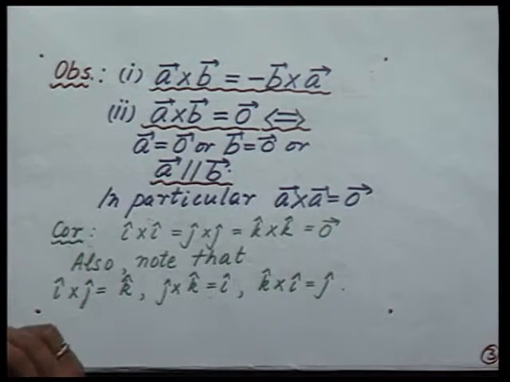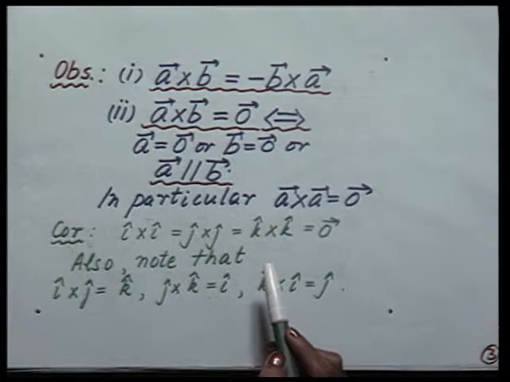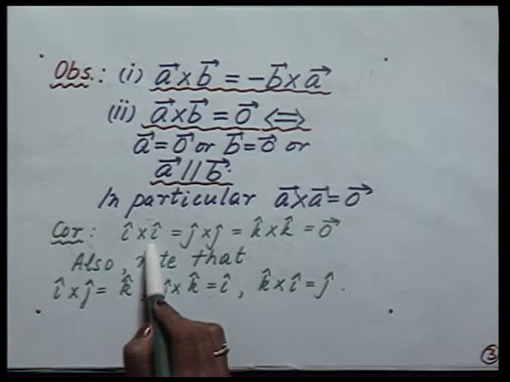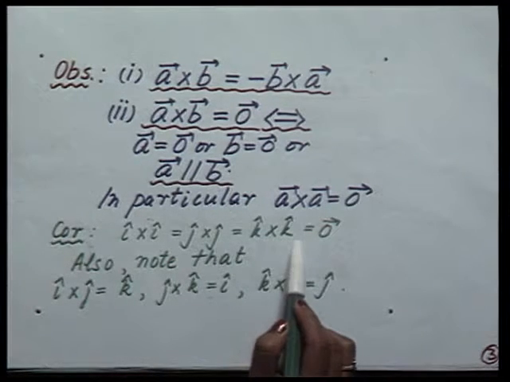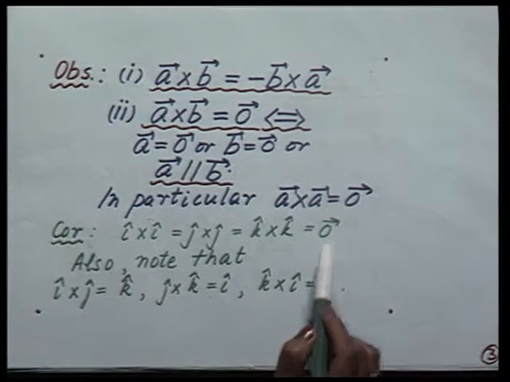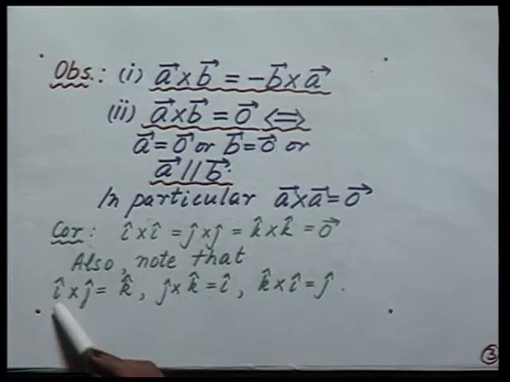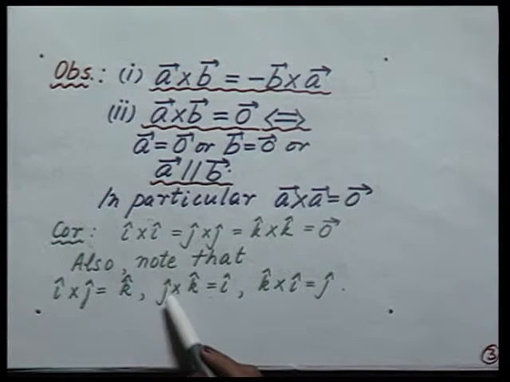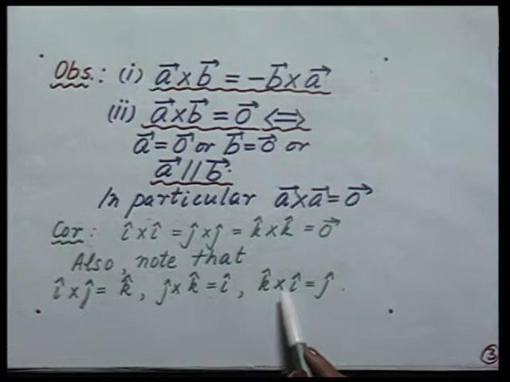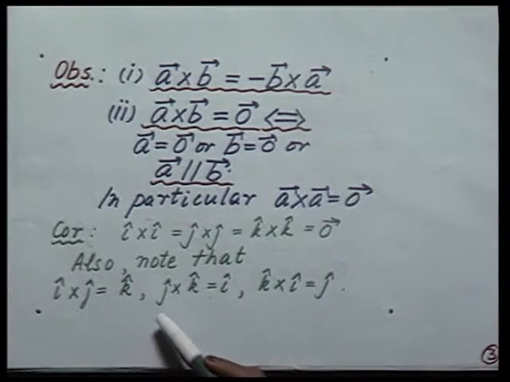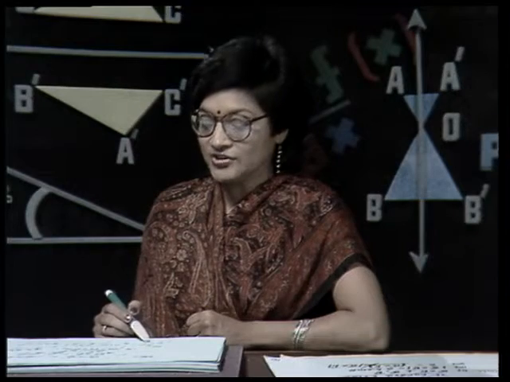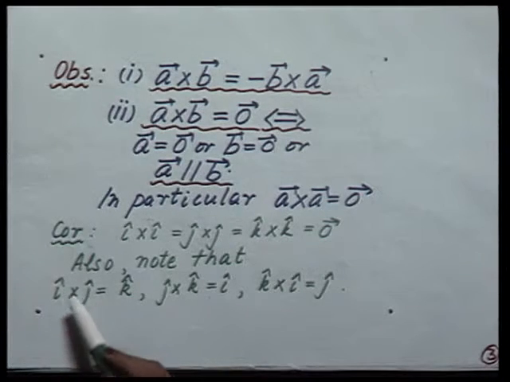As a corollary, we can observe that if i, j, k are the basic unit vectors, then i cross i, j cross j and k cross k are 0. Also note that from the very definition of A cross B, i cross j is equal to k, j cross k is equal to i, k cross i is equal to j. Why is this? Because our x, y and z axes also form a right-handed triad. The magnitude of i and j are both 1 and the angle between i and j is 90 degrees.